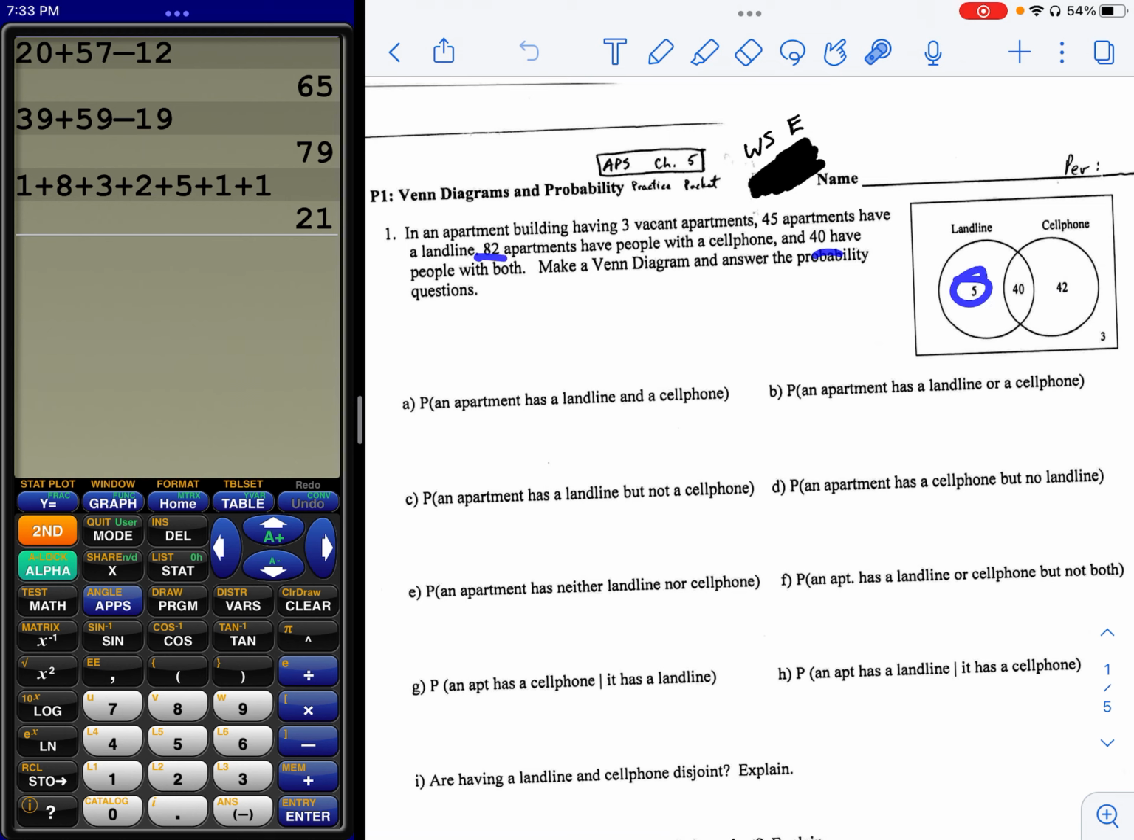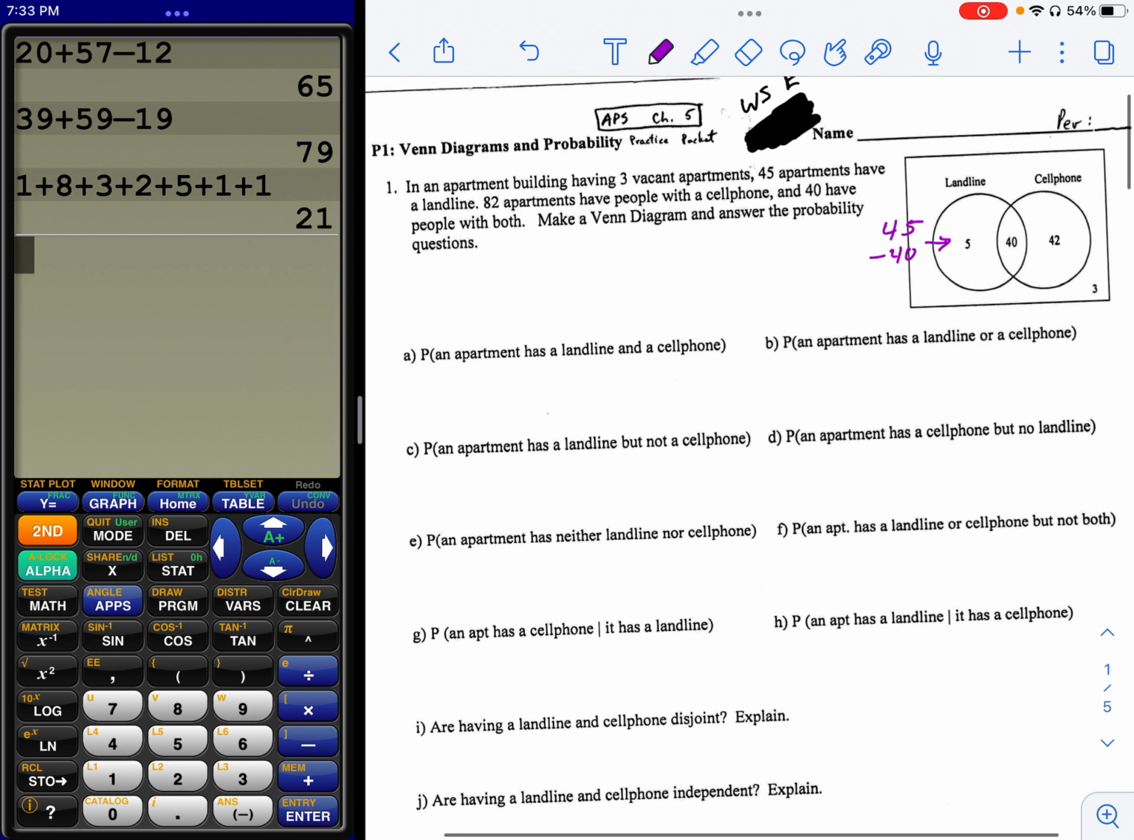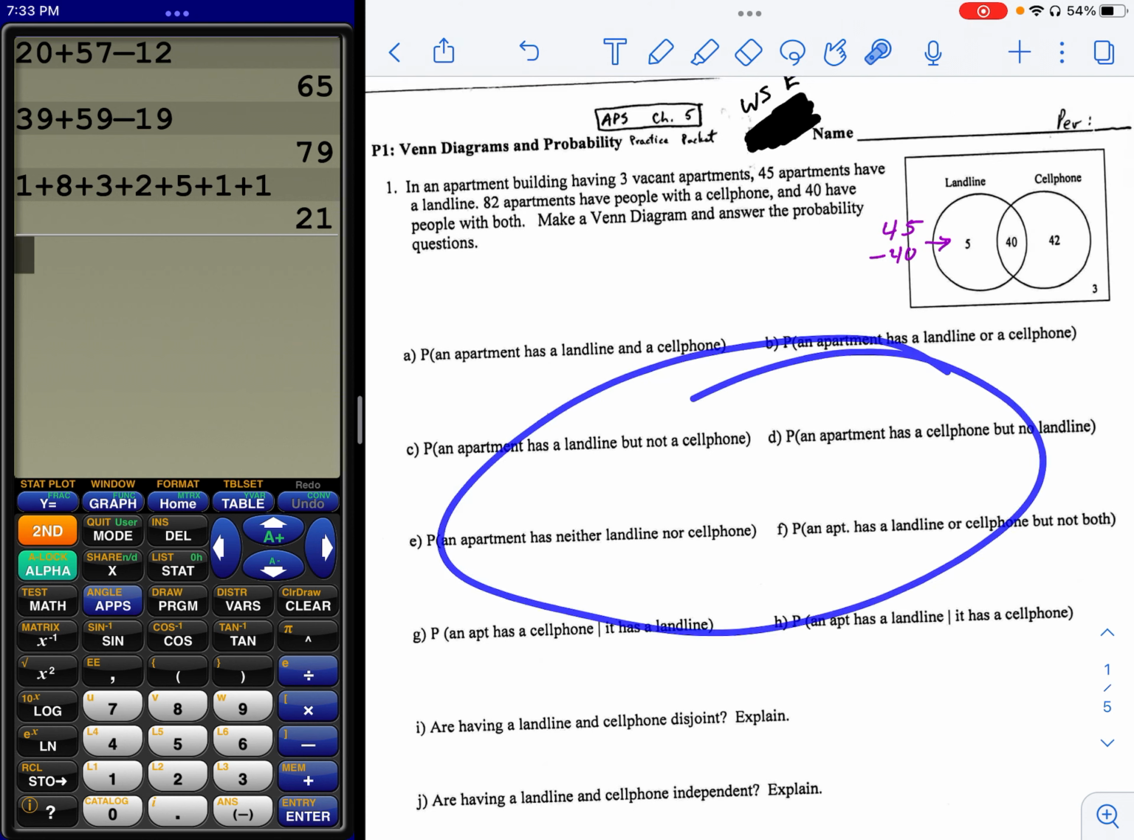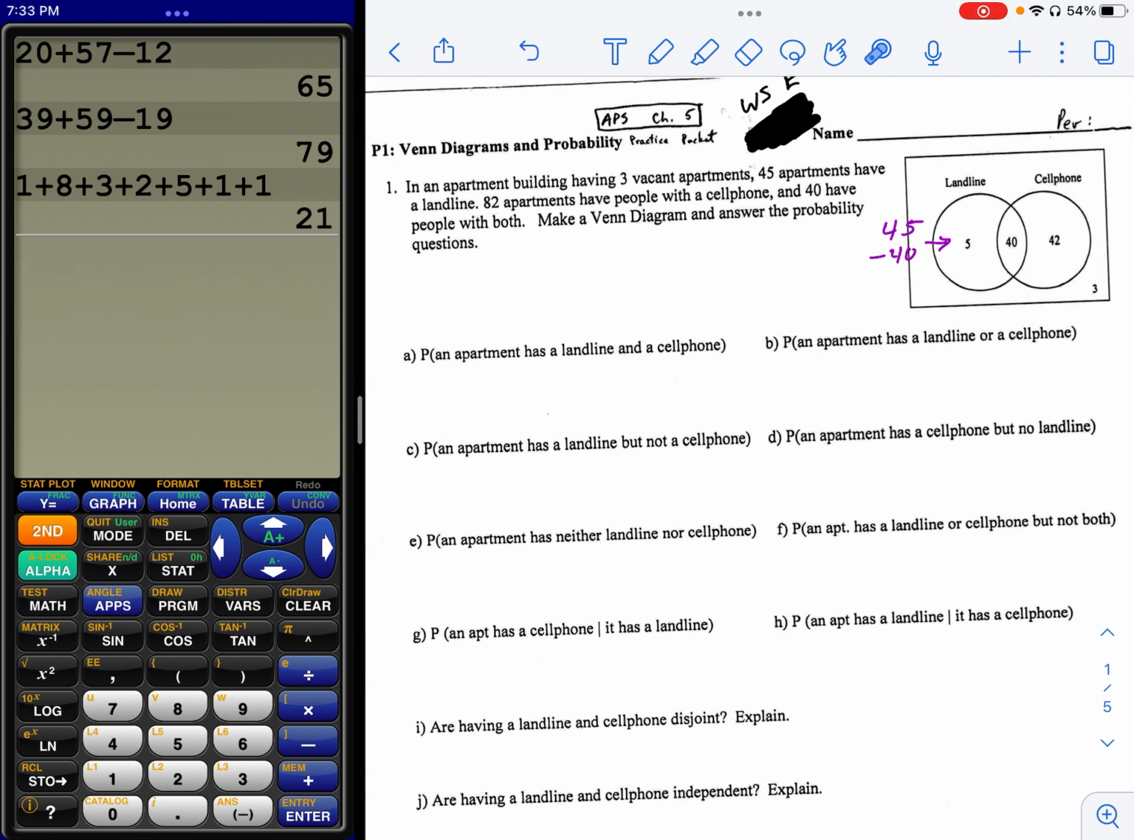Where does the 42 come from? 82 minus 40. Where does the 5 come from? 45 minus 40. Okay. All right, probability. For all of these, we are picking just one apartment building. Can you pick an apartment building that has both? When you see the word and, that's both, which is simply the overlap.